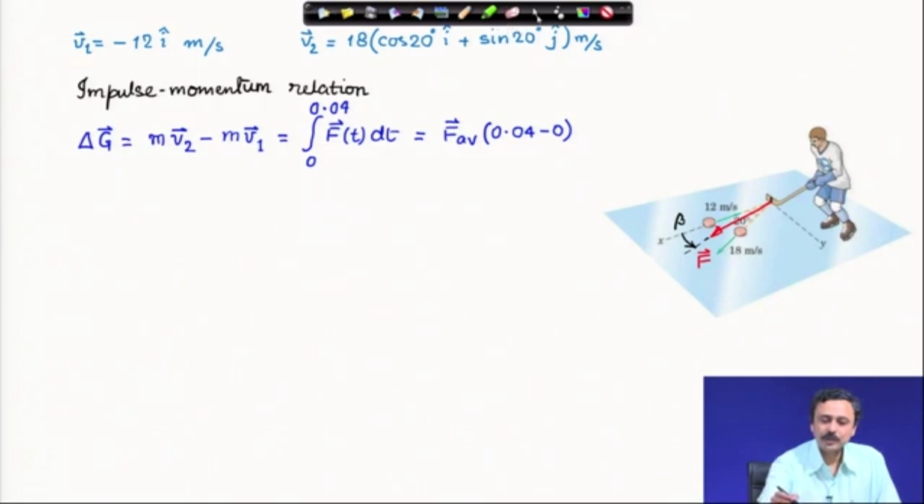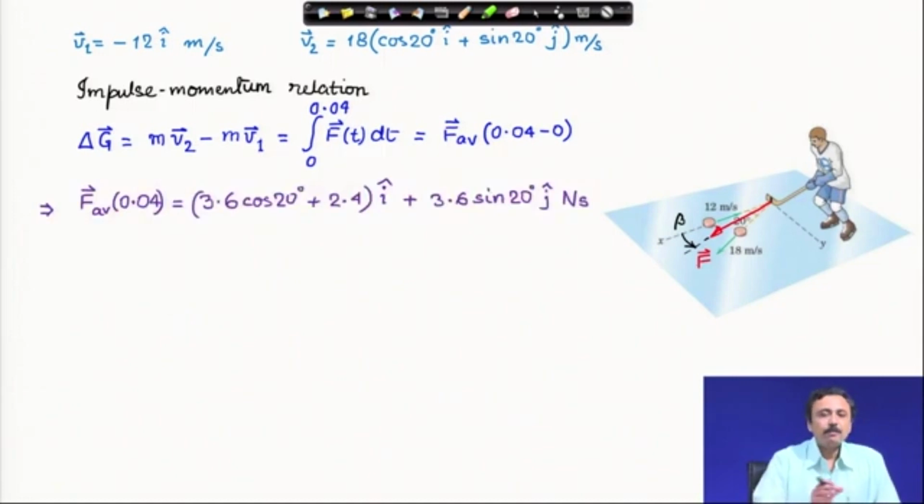That is what we are going to do. Therefore, this integral I am going to represent as an average force vector times the time interval. Average force vector times the time interval, it is that area under the rectangle which I drew. If I plug in the values of V2, V1 and mass of the puck, then I get this relation for the average force vector.